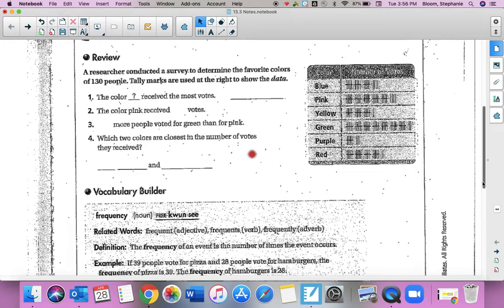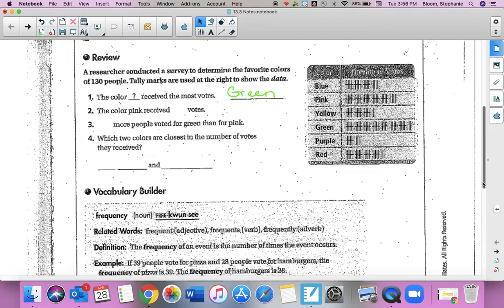I just want to bring your attention over here. This is a frequency chart, okay? And when you look at a frequency chart, you're going to have tallies. A researcher conducted a survey to determine the favorite colors of 130 people. Tally marks are used at the right to show the data. So this is how they tallied their data. Which color received the most votes? That would be the color green.